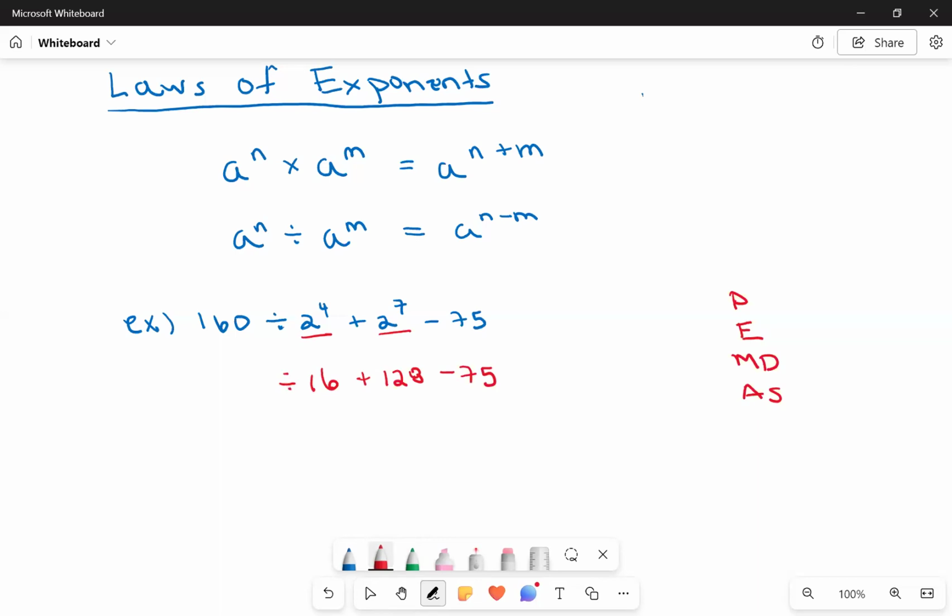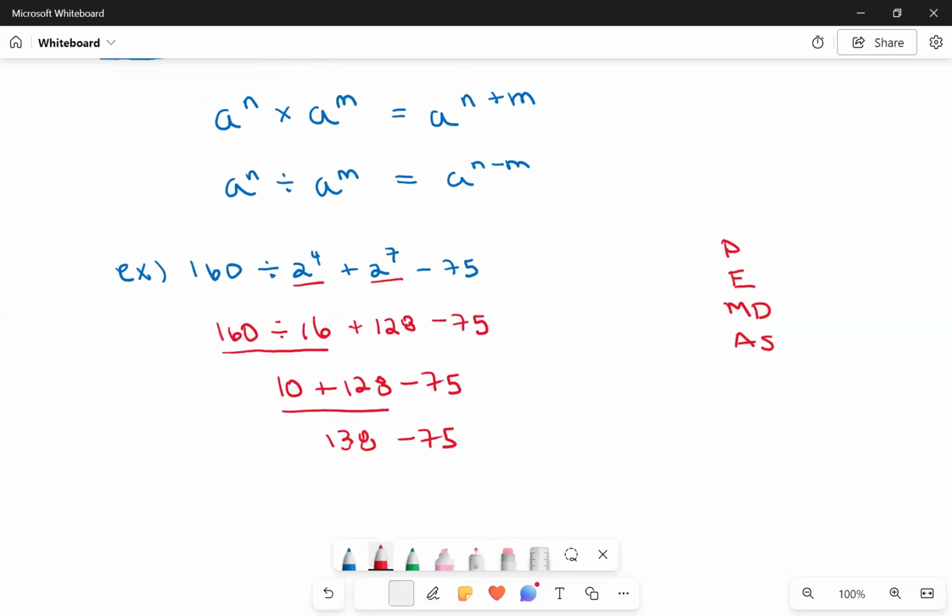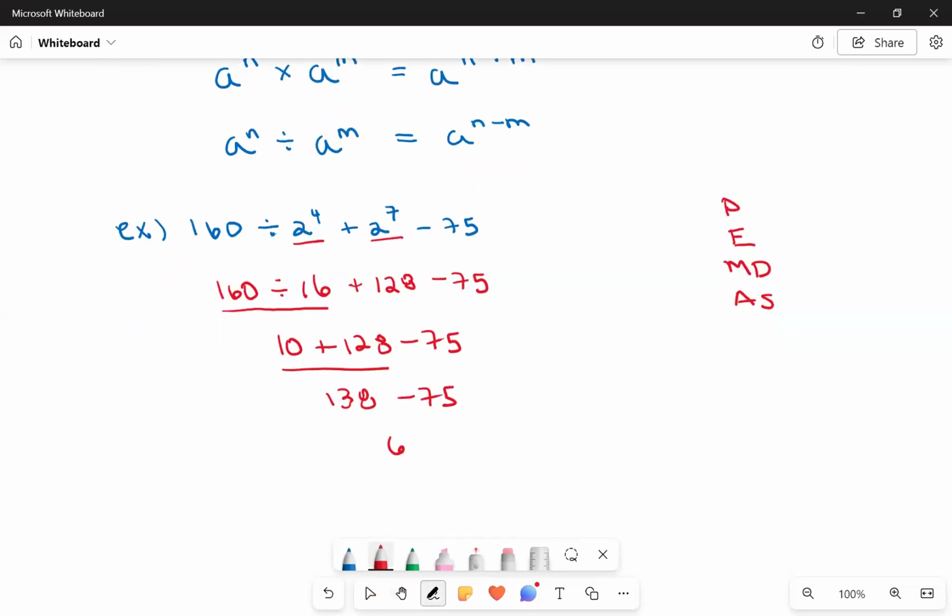And that actually ends up working out very nicely because next thing I'd want to tackle is division, since that's what's next here, left to right. And I'm going to tackle this 160 divided by 16 actually goes in very nicely. That's a 10. And now I'm going to go ahead and do the addition first, since it's left to right. 138 minus 75. And then last step would be that subtraction. I get 63. And there you go. There is division and exponents.